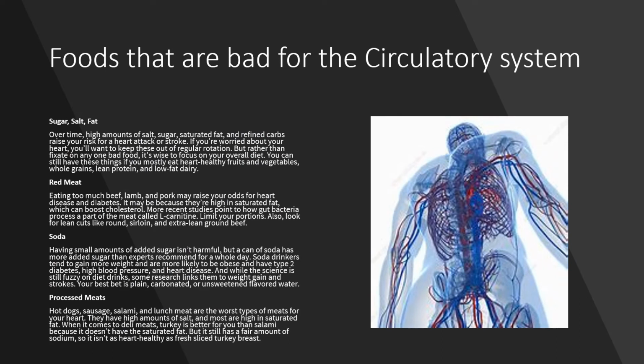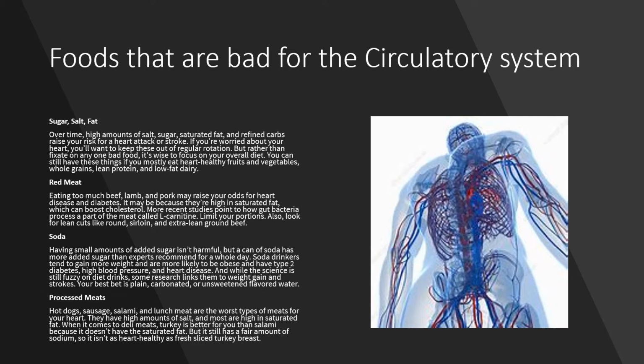Foods that are bad for the circulatory system: sugar, salt, fat. Over time, high amounts of salt, sugar, saturated fats, and refined carbs raise your risk for a heart attack or stroke. If you're worried about your heart, you will want to keep these all out of regular rotation. But rather than fixate on any one bad food, it's wise to focus on your overall diet. You can still have these things if you mostly eat healthy fruits and vegetables, whole grains, lean protein, and low-fat dairy.